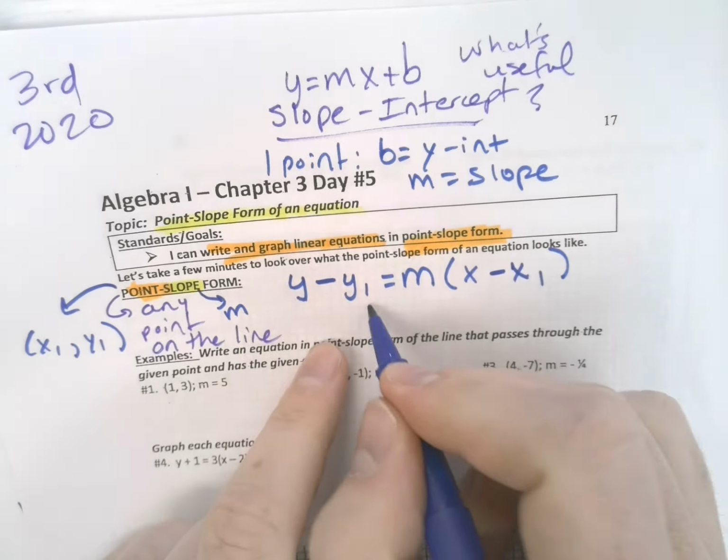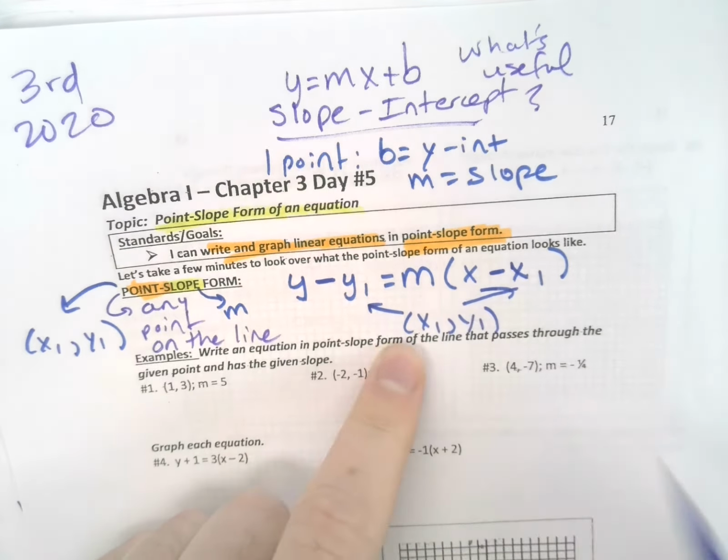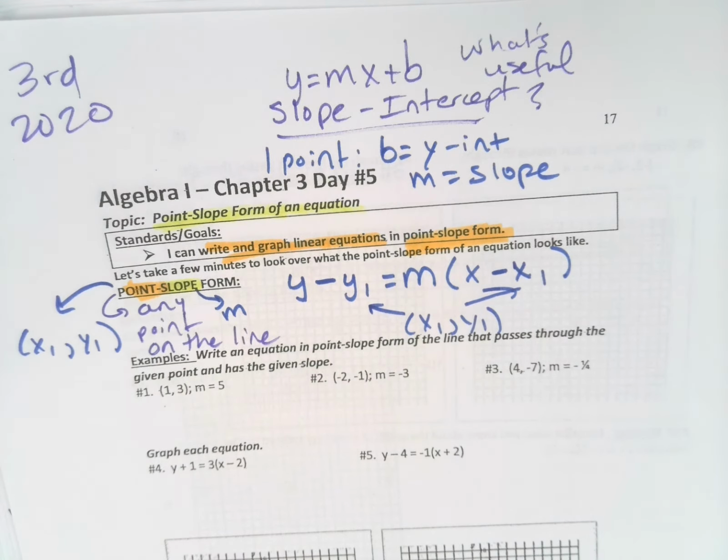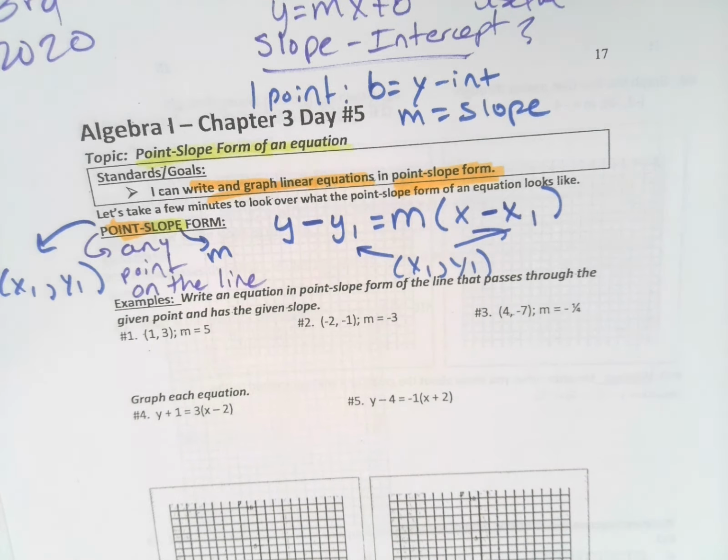And remember, guys, y1 and x1 are a point. These just come from the point that we know on our line. If you know the slope and you know a point on your line, you can make point slope.